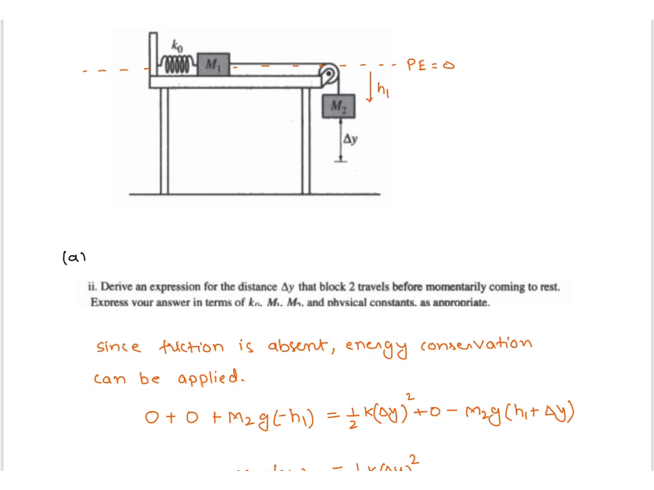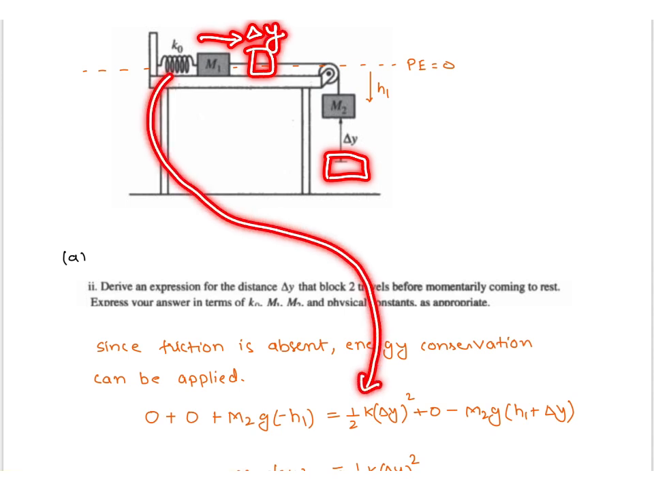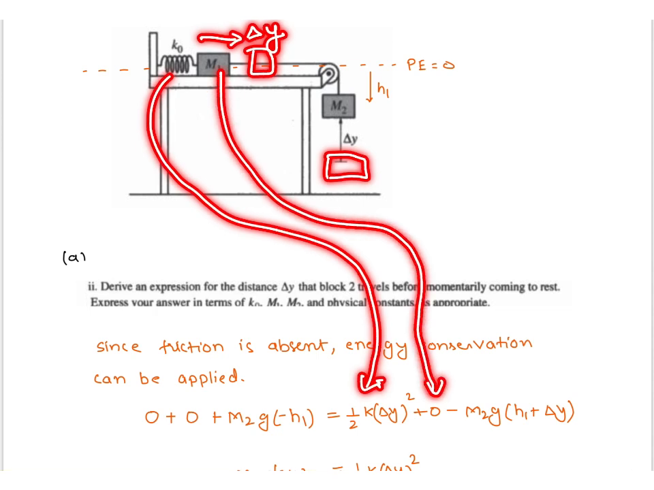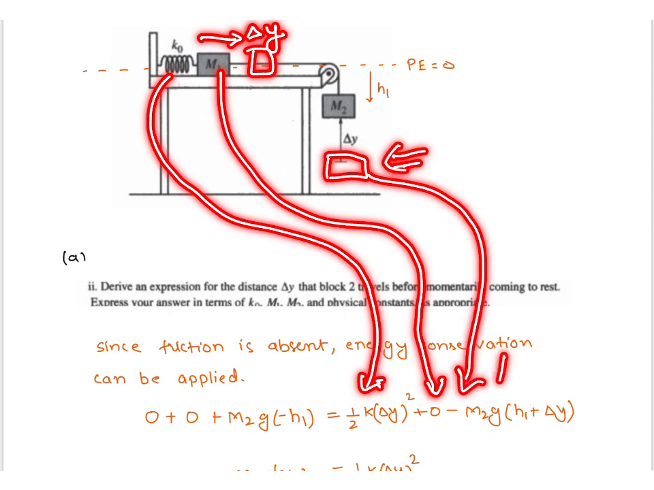Let's see what is the final energy. So after some time, when this M2 has reached this point, the spring would have stretched by delta y. So what is the energy in the spring? Half K delta y squared. Potential energy of block 1 will not change, while potential energy of this M2 will be M2G.